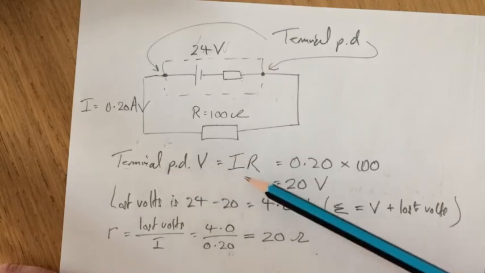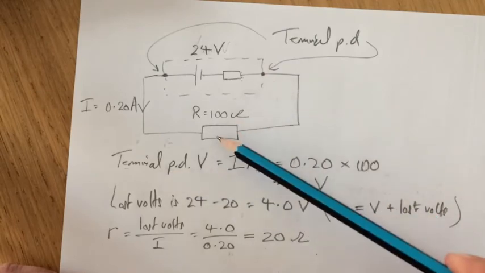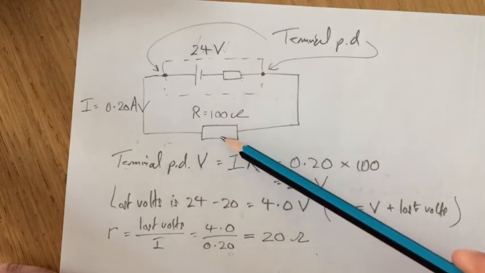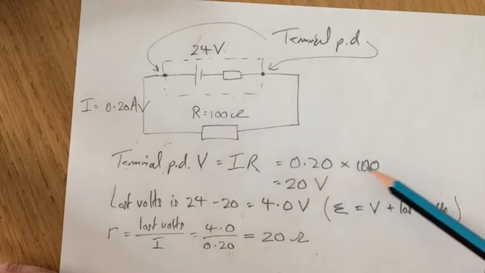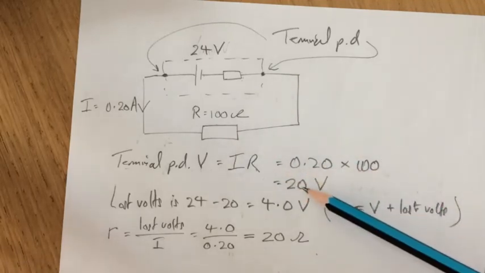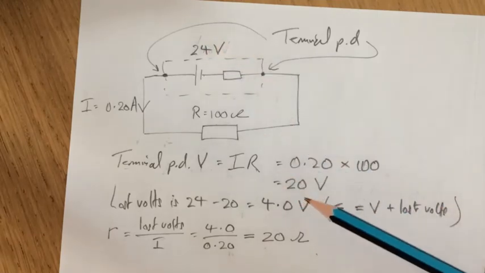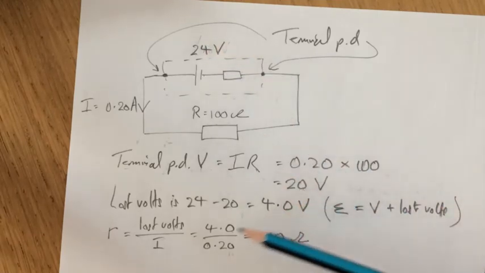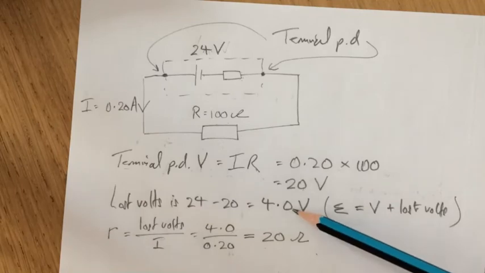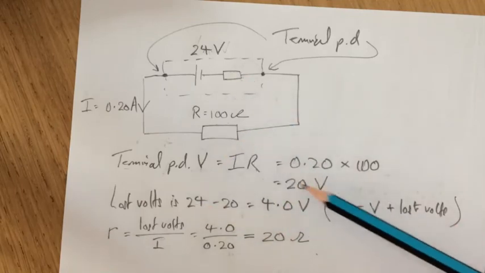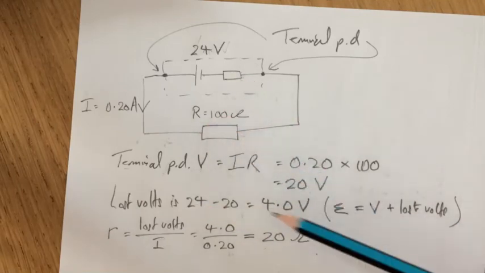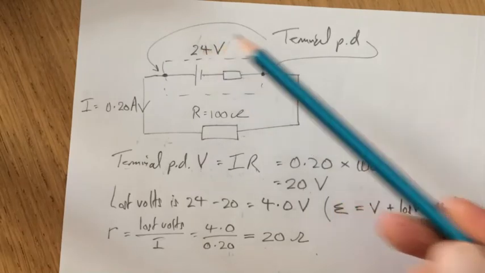Right, so let's work it out. V equals IR. Terminal PD, we want the external resistance. That times that, 20 volts. What's the lost volts? Well, the EMF is 24 volts. The terminal volts is 20 volts. The lost volts is therefore 4 volts. It's the difference between the two. 20 volts across here plus 4 volts across here gives us our EMF.